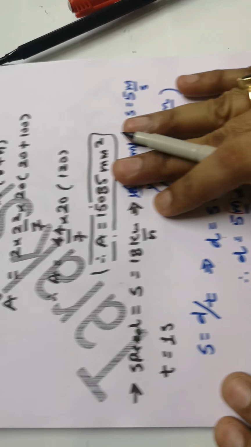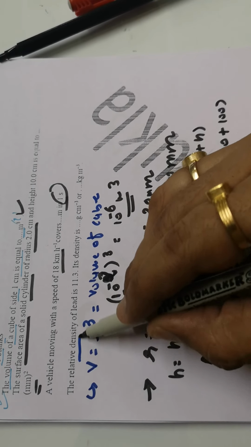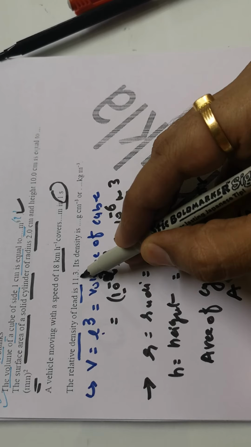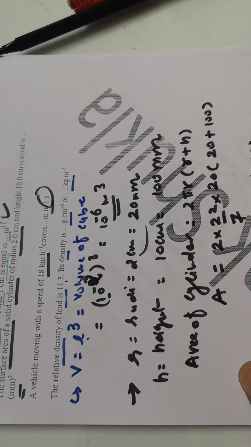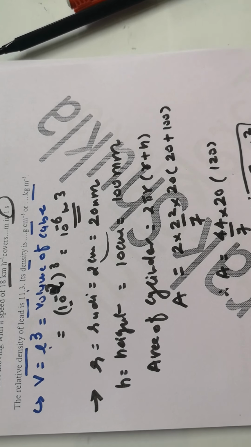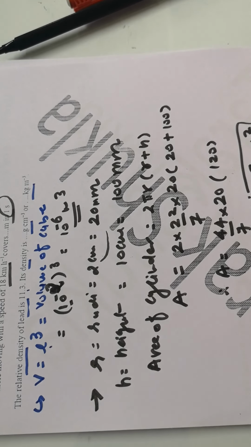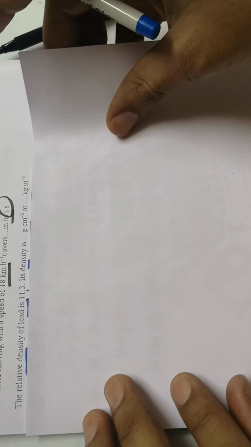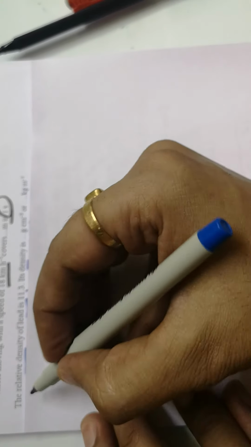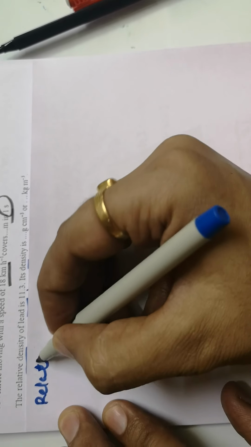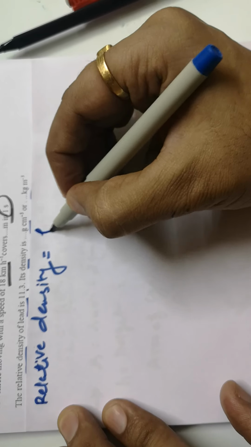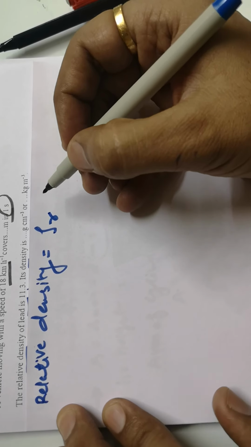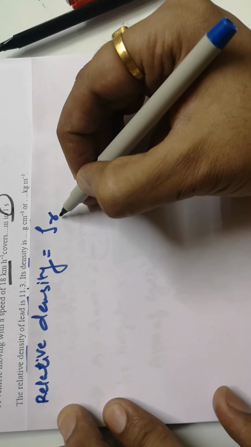Now another good example: the relative density of lead is 11.3, and I have to find its density in terms of gram and kilogram. This is new data for you. First of all I am mentioning all the configurations given to me. The symbol of density is rho, and it is relative, that is why rho r.